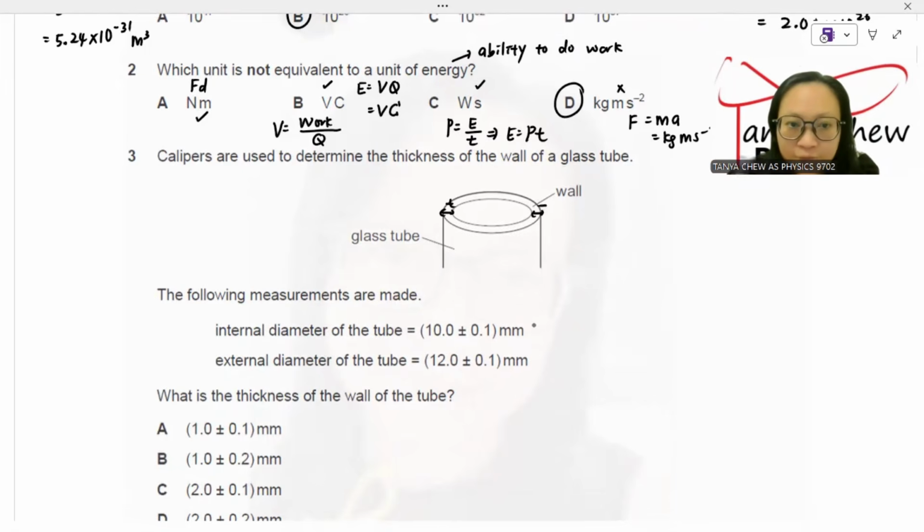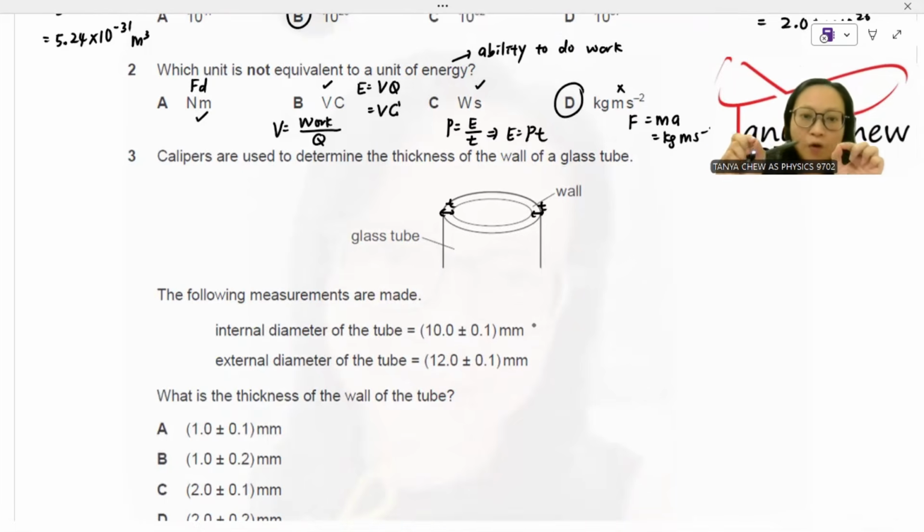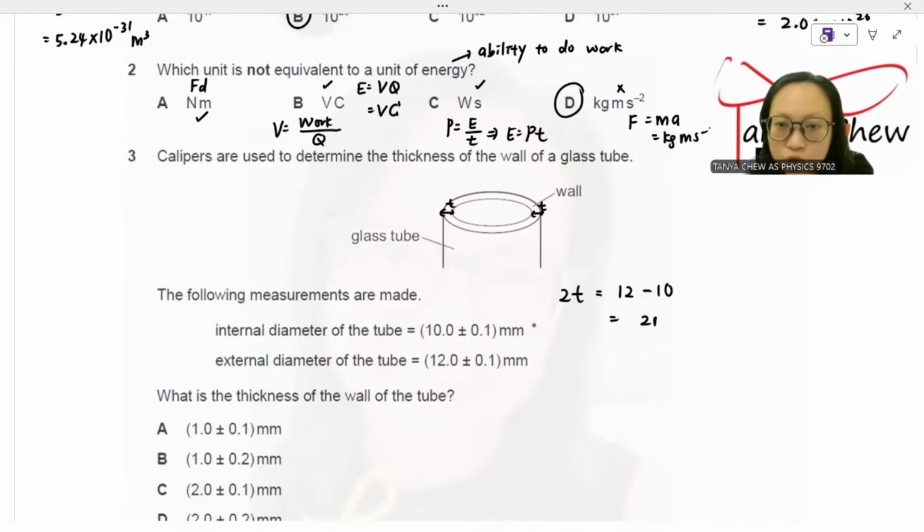If I find the difference between external diameter and internal diameter, I will get two thicknesses of the tube. So the difference, two thicknesses of the tube, is equal to 12 minus 10, which is equal to 2 mm. I only want one thickness of the wall. So that is why I take 2 divided by 2. That is equal to 1 mm.